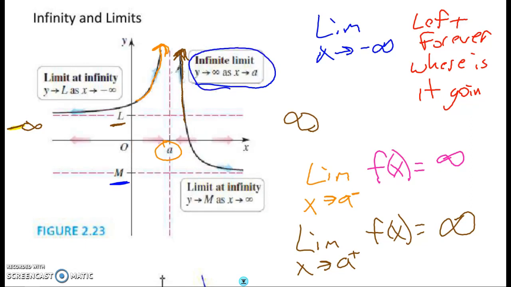Okay, sometimes you won't have this though. Sometimes from one side it goes up, and from the other side it goes down forever, and then you've got a conflict, right? They don't agree, so the limit is not defined.